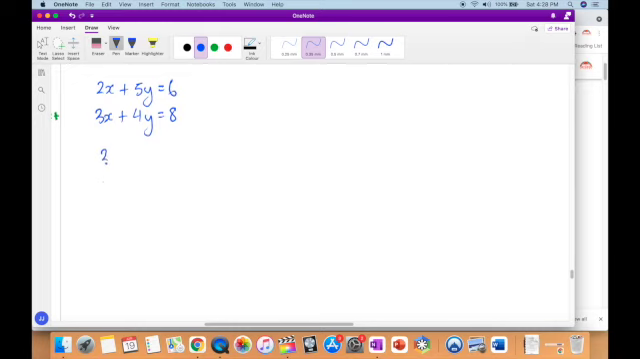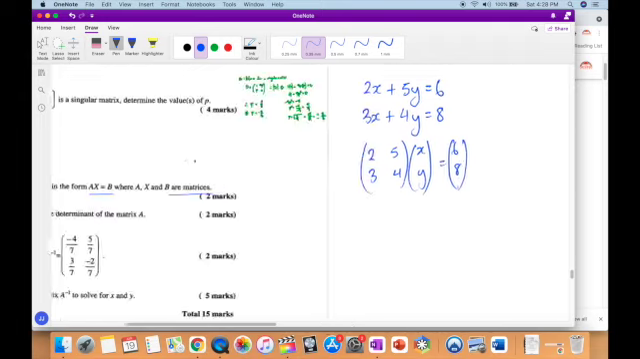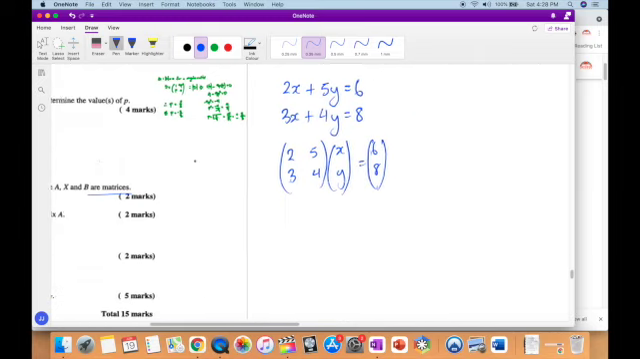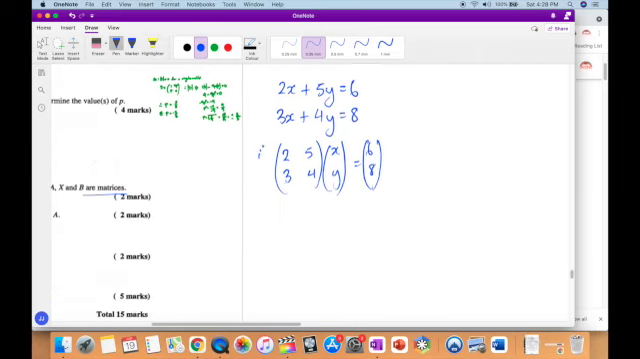So that is [2, 3; 5, 4] times [x; y] equals [6; 8]. Right? And please do not just write that there for part 1. Don't just write that. Be polite. Be professional. So write that it is of the form Ax equals b. Right?